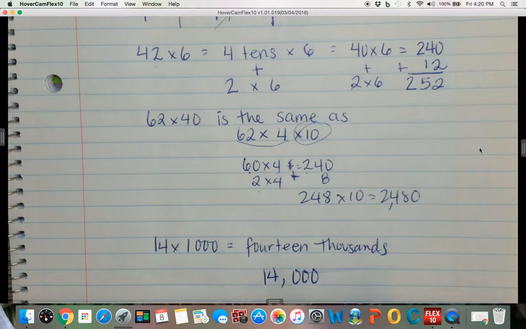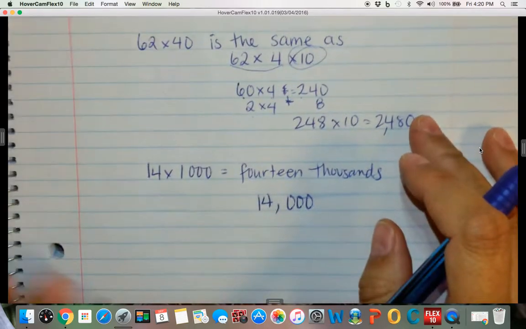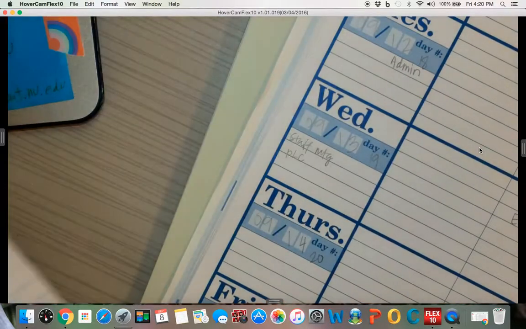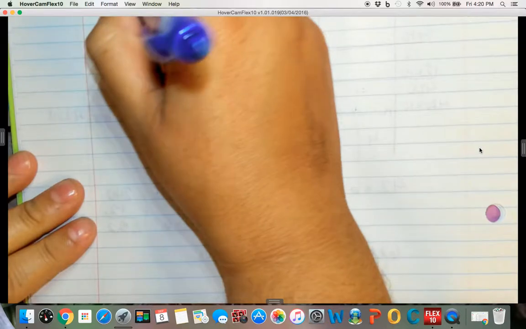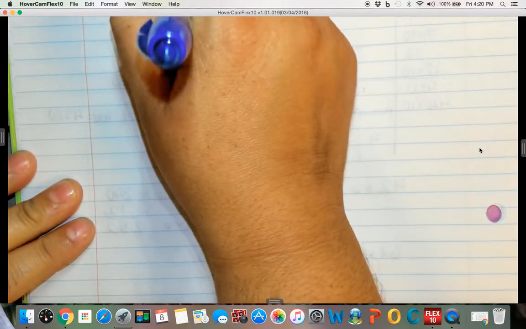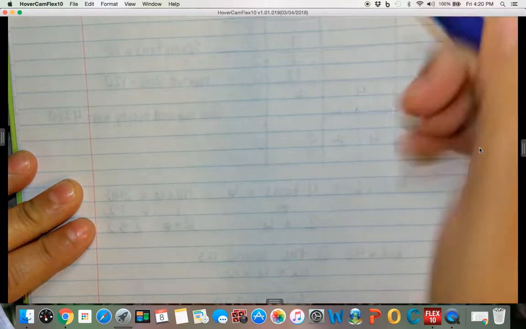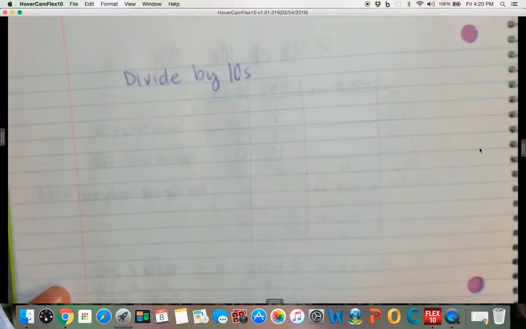Let's talk about dividing. I need a new paper. I'm out of room. Let's divide by tens, hundreds, and thousands.